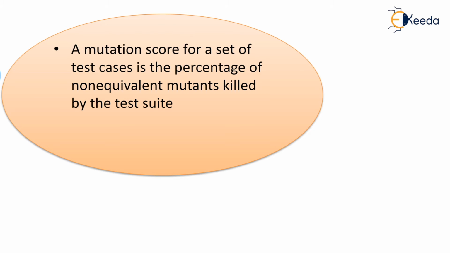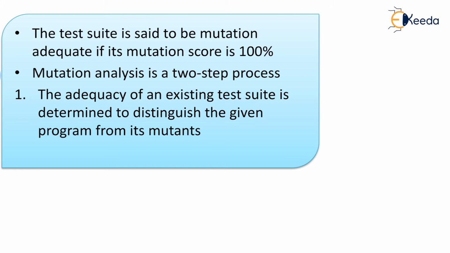Then you have a mutation score for the test cases. It is the percentage of non-equivalent mutants killed by the test suite. A test suite is said to be mutation adequate if its mutation score is 100. Now, mutation analysis has two steps. First, the adequacy of an existing test suite is determined by its ability to distinguish the given program from its mutants.